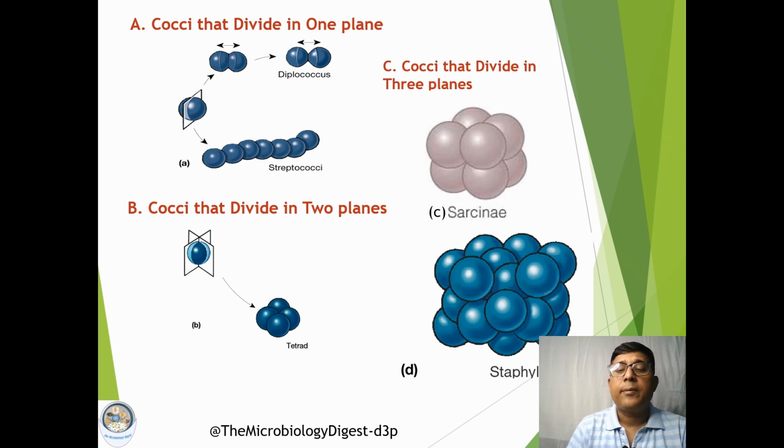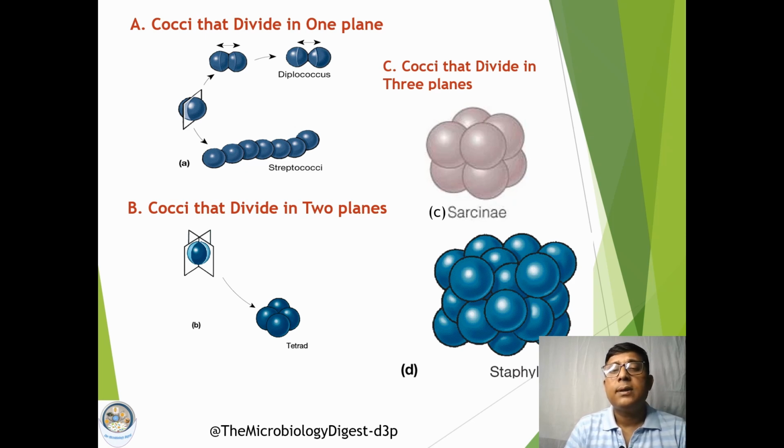So these are the different diagrammatic illustrations. In one plane, if the organism can divide in one plane, they may occur singly, or in a group of two, a pair, which is called diplococcus, and they may occur in chains. If they occur in chains, they are called streptococcus. Then the second type is coccus which can divide in two planes. They can occur, as I said, in a group of four. They are called tetrads, and they divide in two planes.